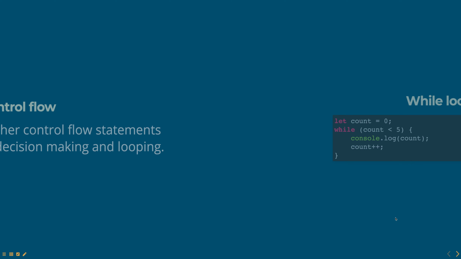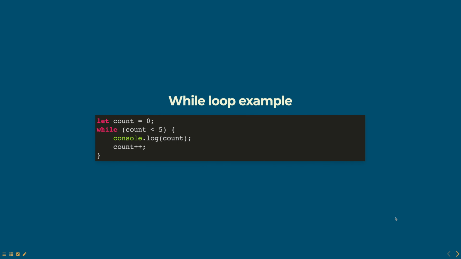While loop. This loop repeatedly executes a block of code as long as specified condition is true. For example, this code will repeatedly execute the block of code inside the while loop and print the value of count to the console as long as the value of the count is less than 5.